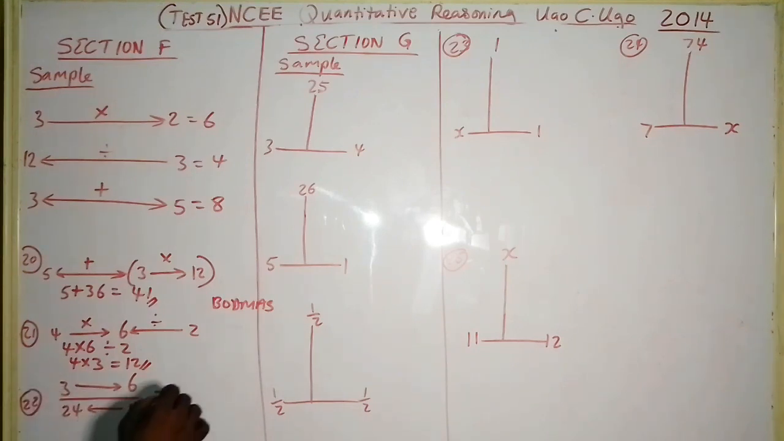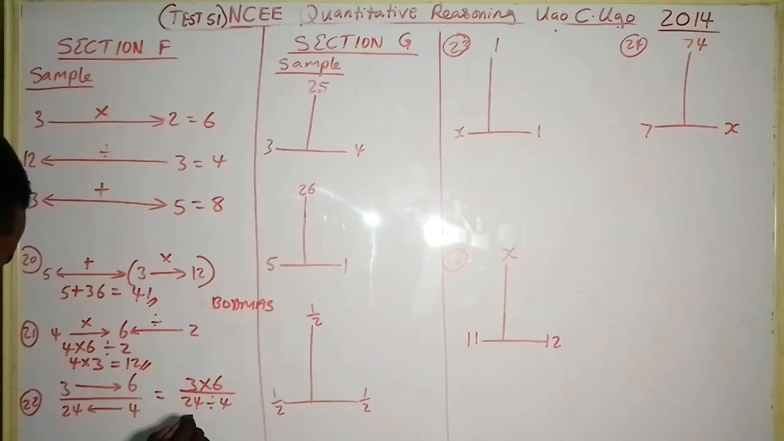The next one is going to the right hand side. That is 3 times 6 divided by 24 divided by 4. So 3 times 6 is going to give us 18, over 24 divided by 4. 24 divided by 4 is going to give us 6. So divide both sides by 6. 6 can go in 18 3 times. So our answer here is 3.